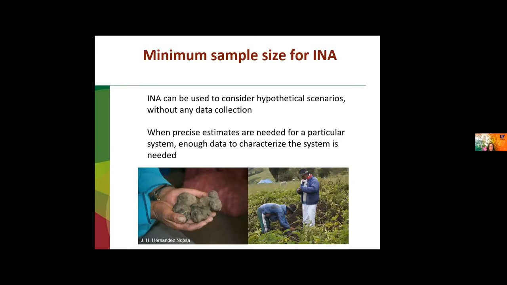So thinking about the minimum sample size, impact network analysis can be used to consider just hypothetical scenarios based on these kinds of what-if questions. What if you have a system like this, then what are the implications? So there doesn't necessarily have to be any data collection, but if you want to use impact network analysis to give precise estimates that will be used for precise recommendations, then you need enough data to characterize the system. If the system is very complicated and heterogeneous, then you'd need more data to be able to characterize it well.